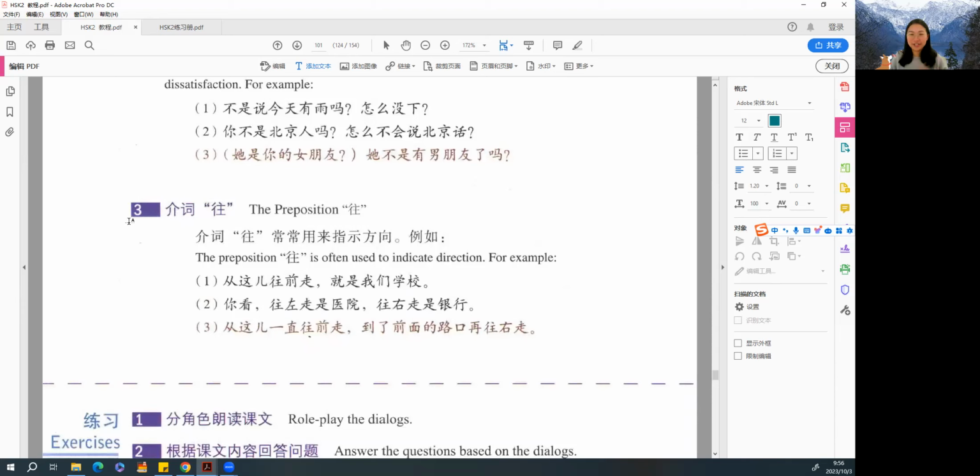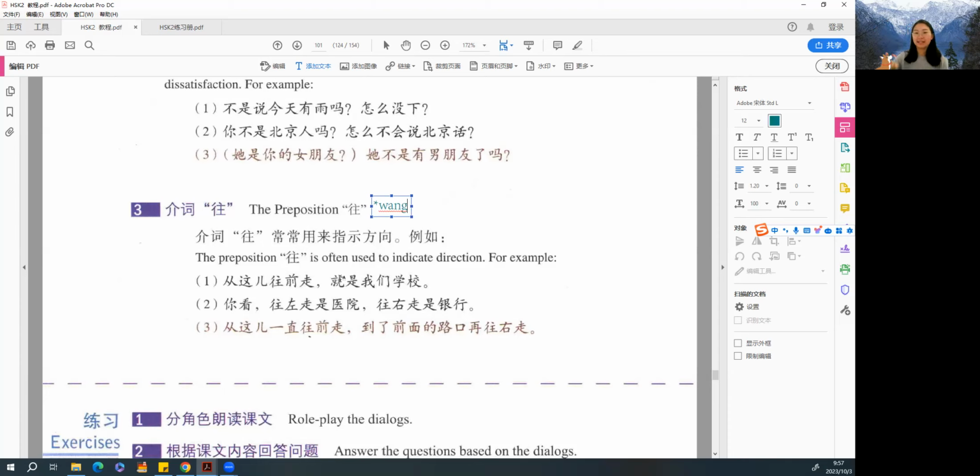Okay, the first note here, 往. The pinyin is wǎng, the third tone. I'm actually going to type the pinyin down. 往 is used to point out the direction. I'm going that direction. So for example, 从这儿往前走, so you go in the front direction.